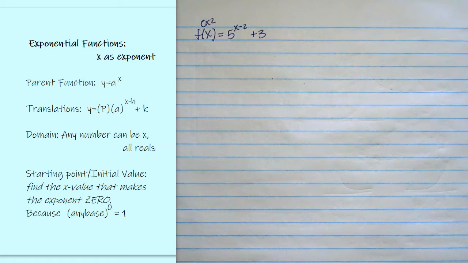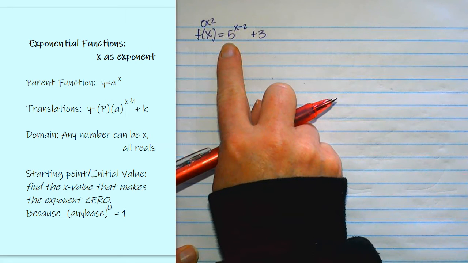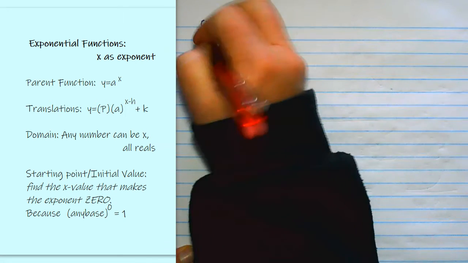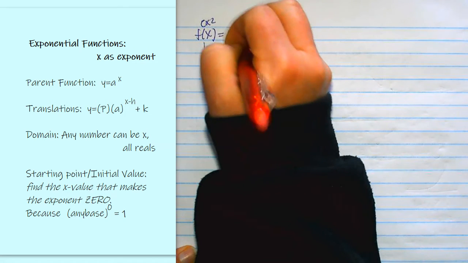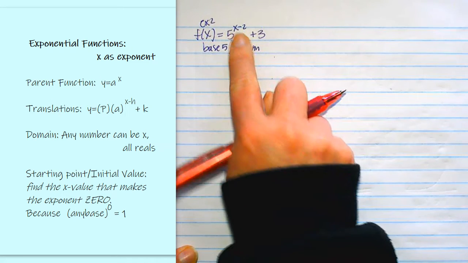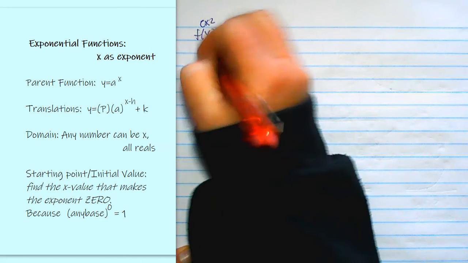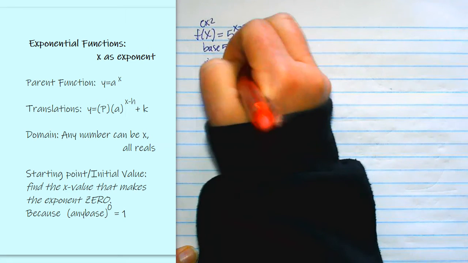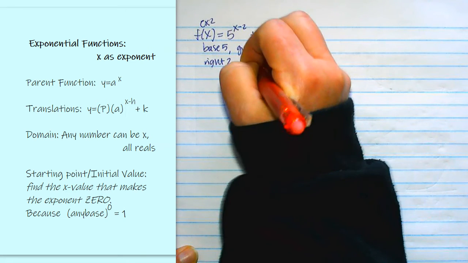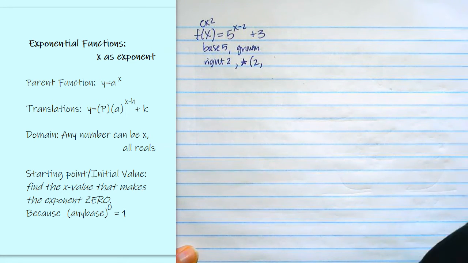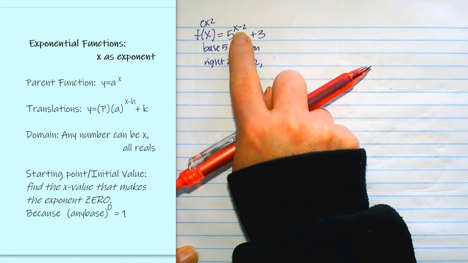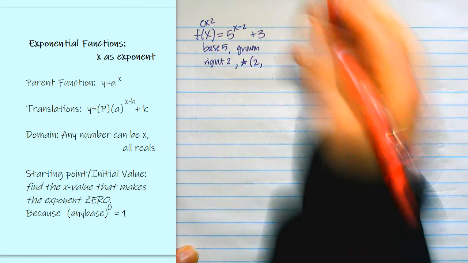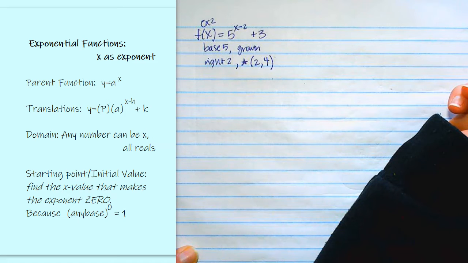All right, for my second example, I've got f of x equals 5 to the x minus 2 plus 3. So write that down. Then you want to make notes of the things that you know. This is exponential. It's going to be growth because the base is 5. So the base is 5. This represents growth. It has a shift. This is also right 2. So this is right 2, which means the initial value, the starting value, is going to be at 2. And if I plug in 2, I'm going to have 5 to the 0. That's 1. 1 plus 3 is 4. So I have a starting point of 2, 4.